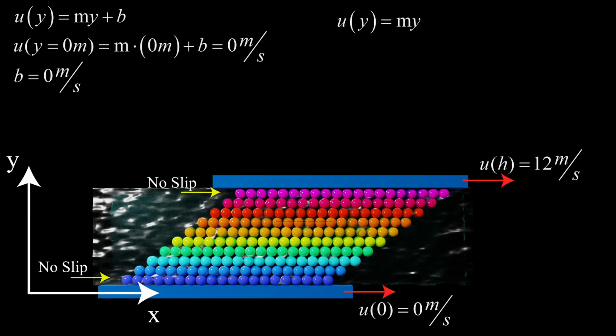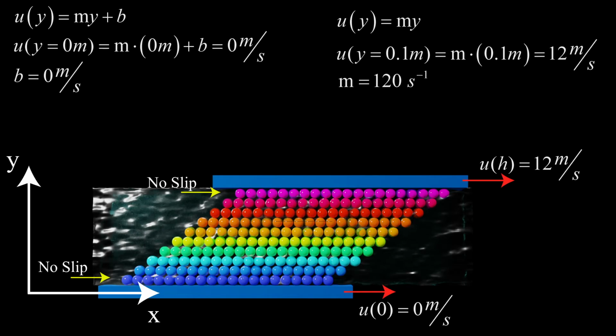y. Now, if we use the second boundary condition, that at y equals 0.1 meters, the velocity of the water equals 12 meters per second, we can plug these values in and obtain m equals 120 seconds to the negative 1 power. We now have both parameters, b and m, and can write the velocity profile of the water as u of y equals 120 seconds to the negative 1 power times y.